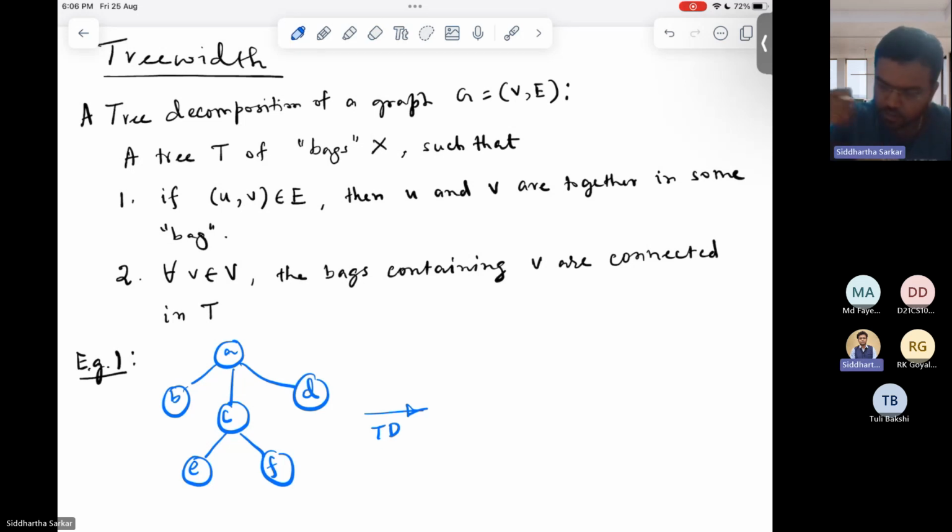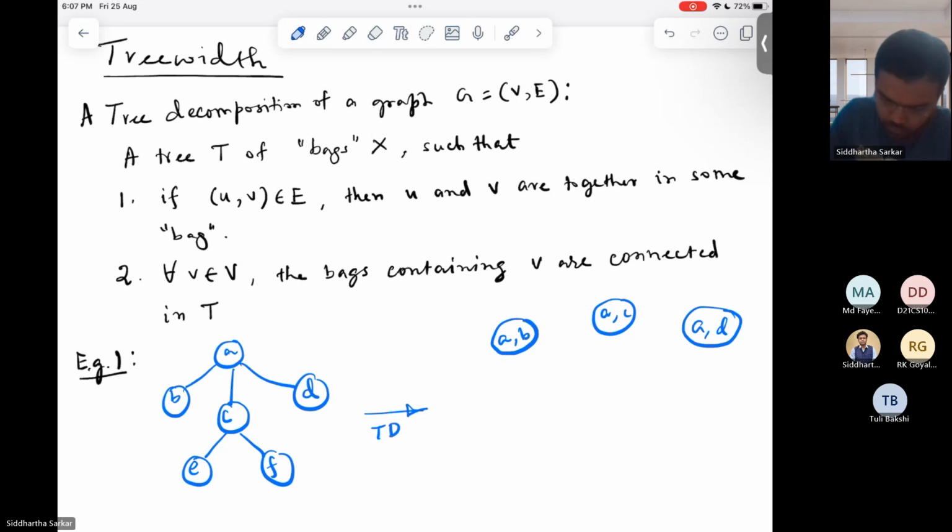So for every edge, we need to have a bag. For this edge, AB, we have a bag. Bag means a set of vertices, basically. For AB, we have a bag. For AC, we have a bag. For AD, we have a bag. And CE, we have a bag. And CF, we have a bag. So corresponding to 5 edges, we have drawn 5 bags. So the first condition is satisfied, that for every edge, there is a bag in which the endpoints of the edge are together.